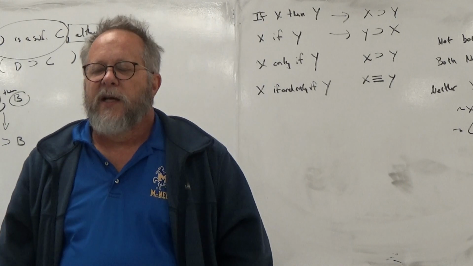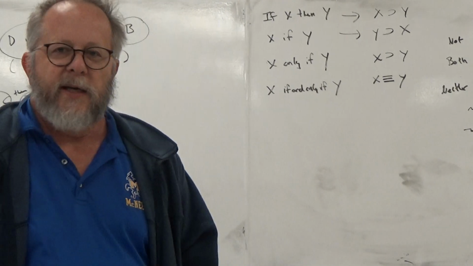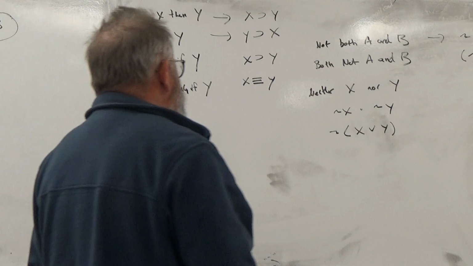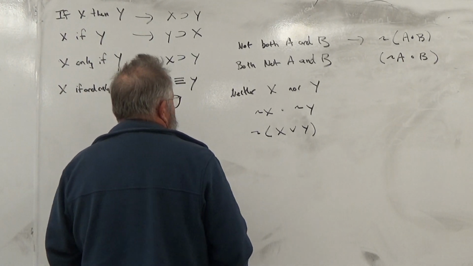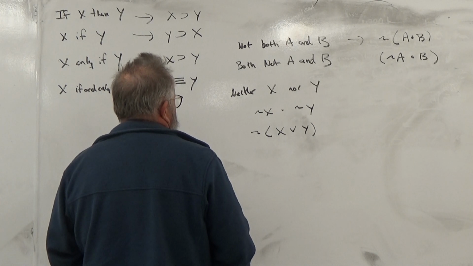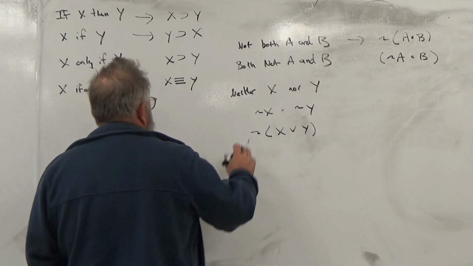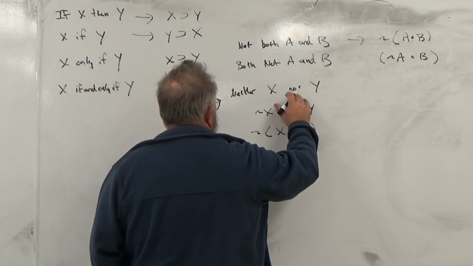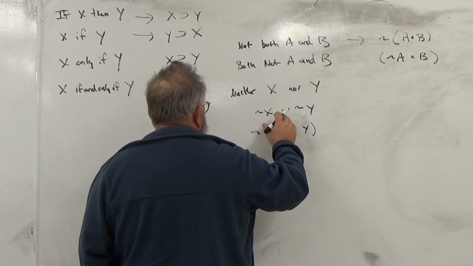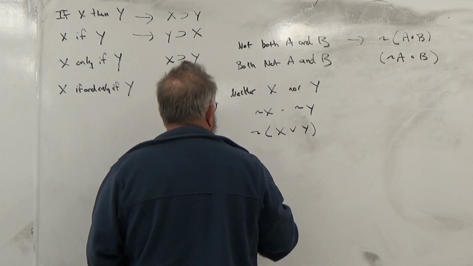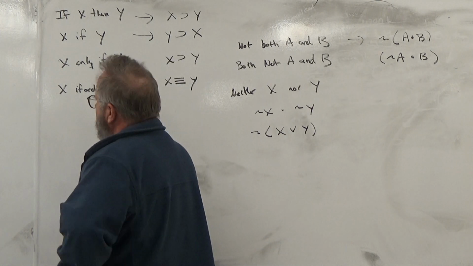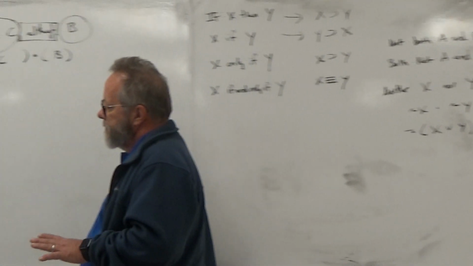Or either, neither, nor, okay? Because lots of people don't speak this way. Neither X nor Y, not X and not Y, which is the same as not X or Y.